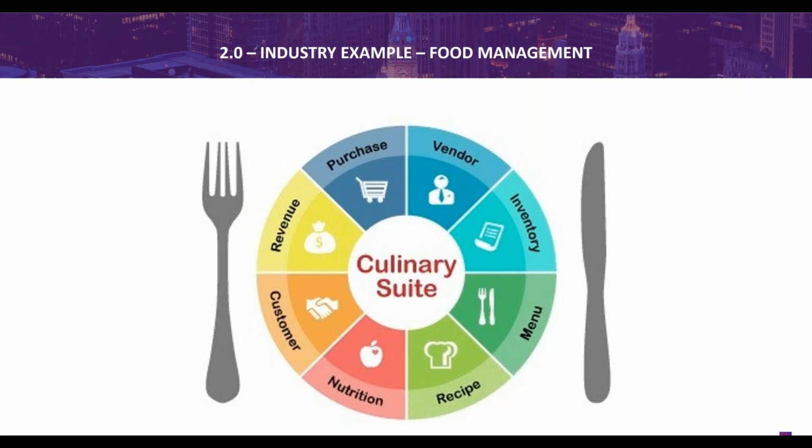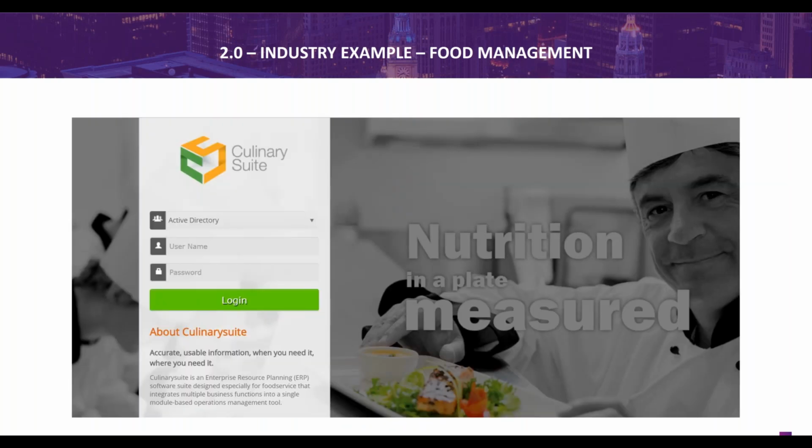So let's talk about the food industry. I gave a little background about what happens in food companies. Food gets catered to hospitals, universities, corporate clients, restaurants, a lot of places where food gets served. What is the common process? The process is food gets purchased, brought into inventory, then the menu is there, you follow the recipe, nutrition, and finally it gets delivered to the customers, right?